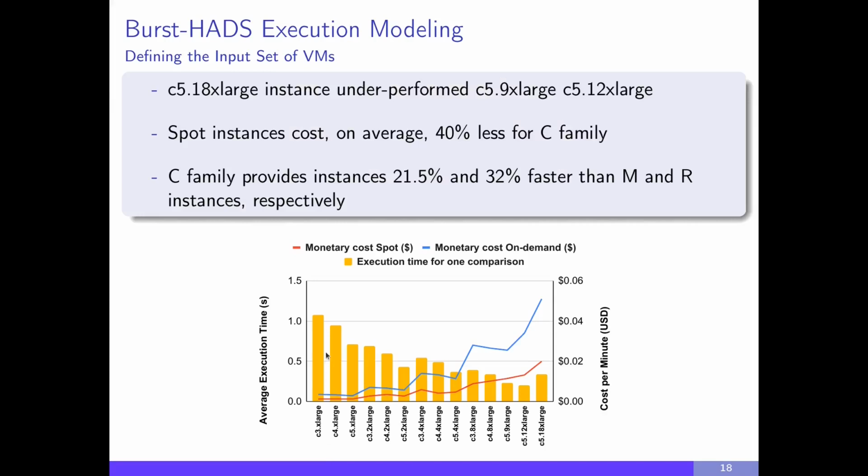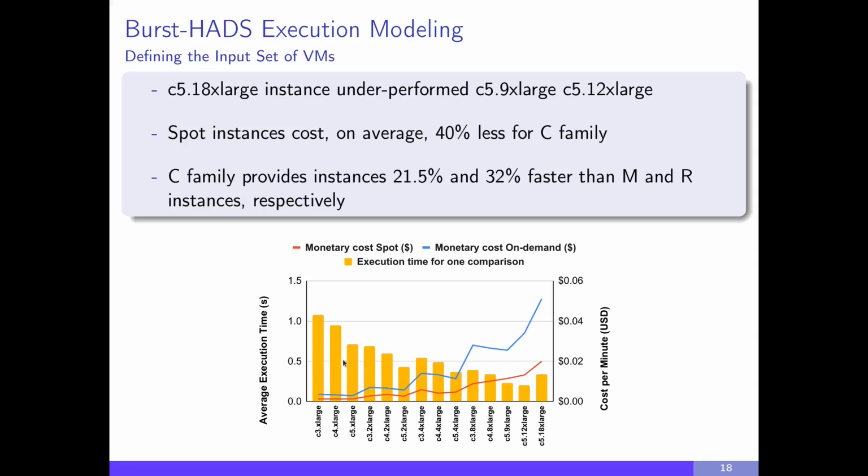So here in this graph we have the execution time of just one comparison, the monetary cost in the on-demand market to perform just this comparison, and the monetary cost to perform the same comparison in the spot market. And here we have all the VMs, sorted by the number of vCPUs. Here we have the VM with just 4 vCPUs, and in the end we have the VM with 72 vCPUs.